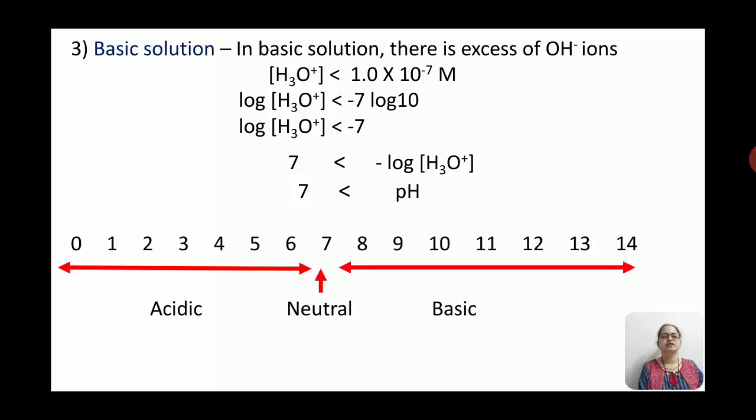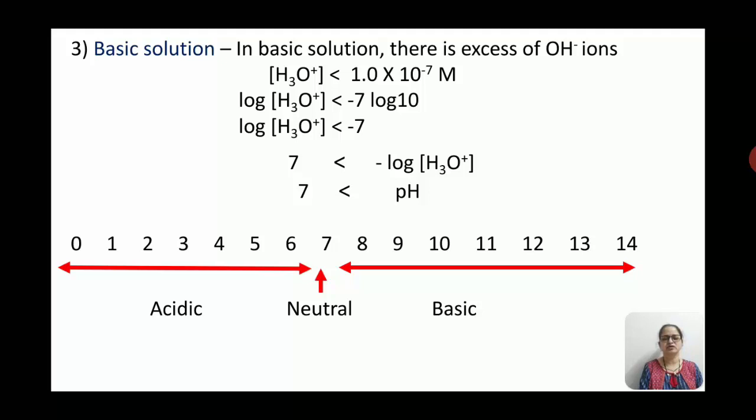Yes, you can draw the scale like this. From this scale it is very clear. If the pH of the solution is exactly 7, the nature of the solution is neutral. If it lies between 0 to 6, the nature of the solution is acidic. On the other hand, if it lies between 8 to 14, the nature of the solution is basic.